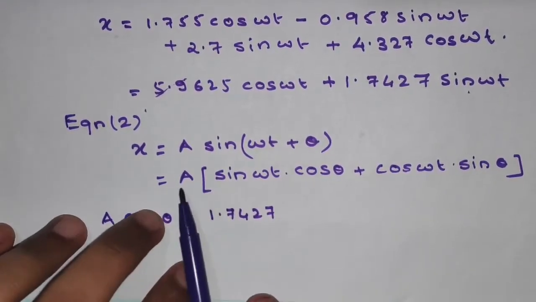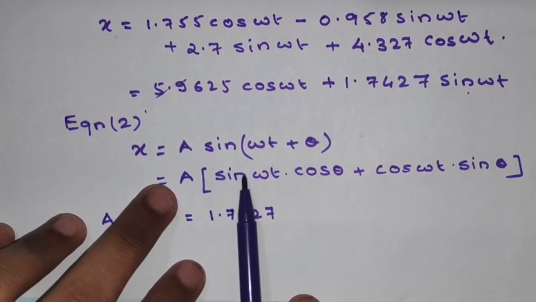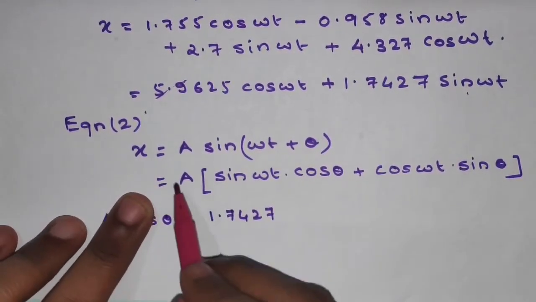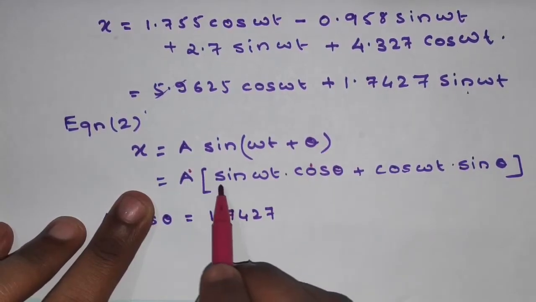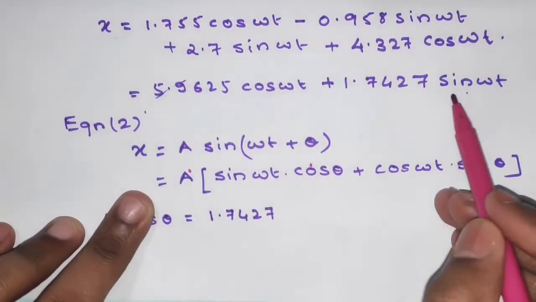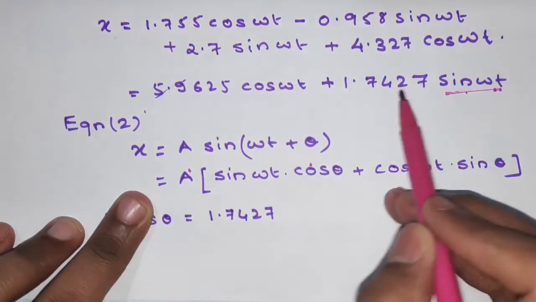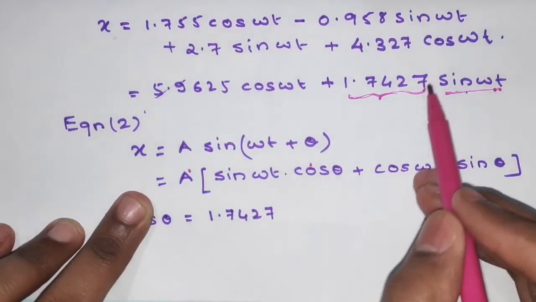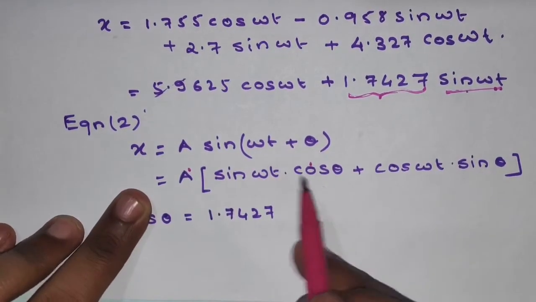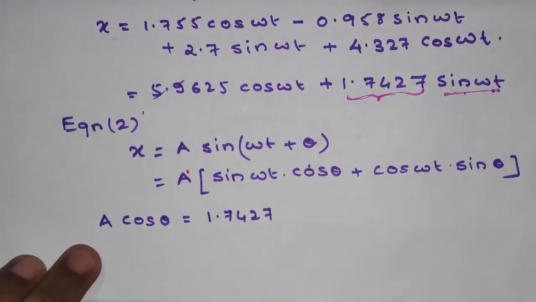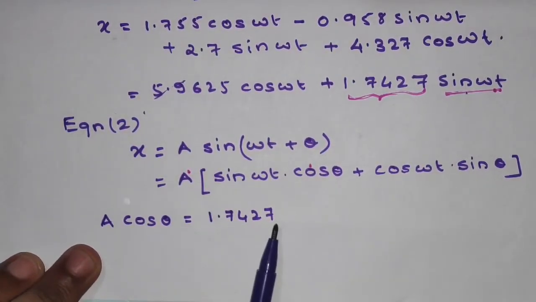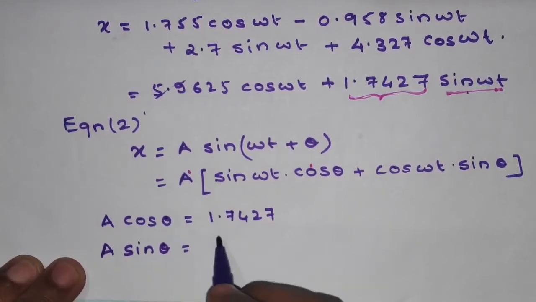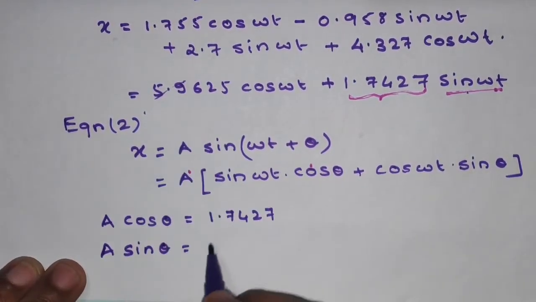So this is a sine omega t into cos theta. I'll take another color here. So a into cos theta into sine omega t. We have a term here, sine omega t, and there is a number which is multiplied with it. This number will be equal to a into cos theta. So here I can write a cos theta is 1.7427 and a sine theta is equal to 5.9265.